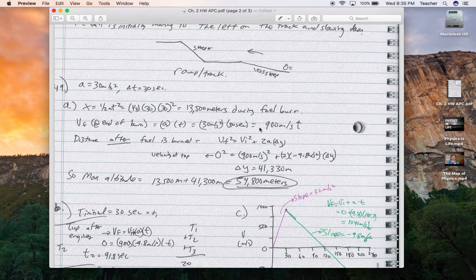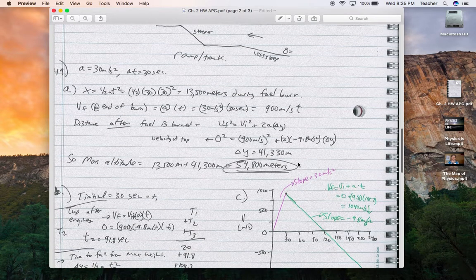So I found the velocity at the end of the 30-second burn by using a times t, 900 meters per second upward. Then I can say that the final velocity at the tippy top of its path is 0. The velocity right after the fuel is gone is 900 meters per second, and the acceleration is down at negative 9.8 meters per second squared. I get 41,330 meters there. So my maximum altitude is 54,800.